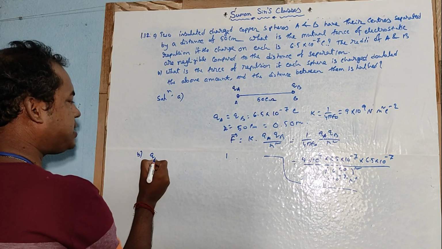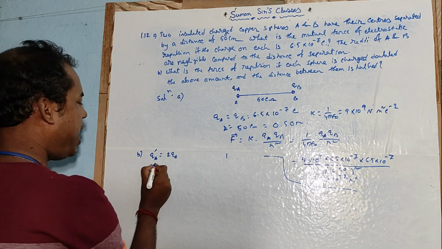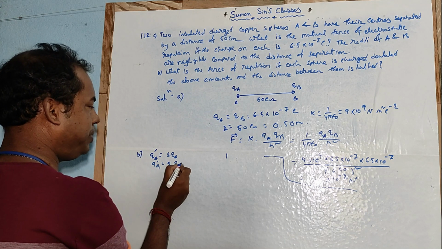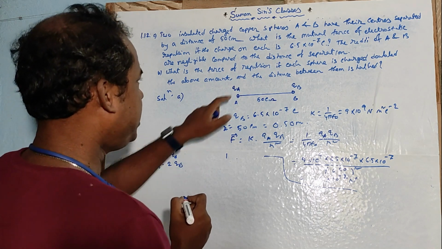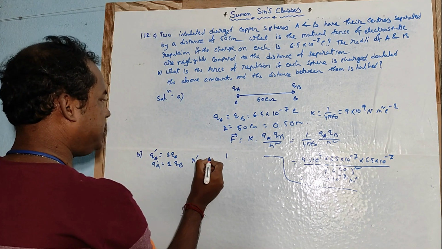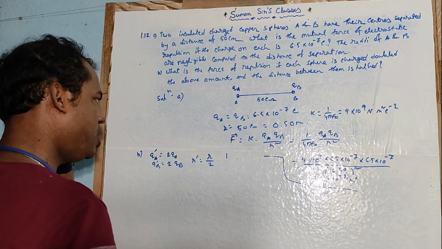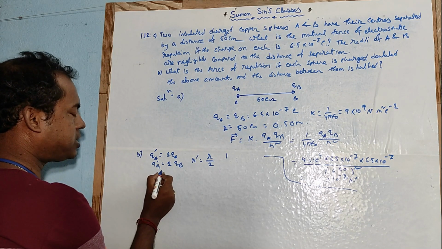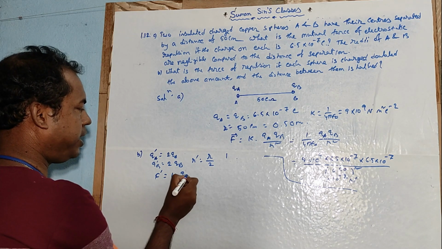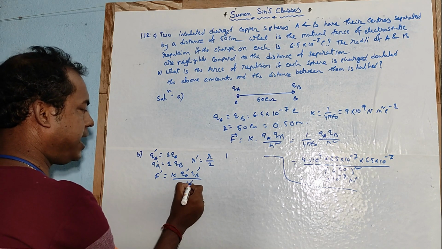So if I consider QA dash equals 2 into QA, and the same for QB dash, the second charged body, equals 2 into QB, and the distance between them is half. Initially the distance is R, now the distance R dash equals R by 2, that is half of this. So we find the force in this case. F dash equals K into QA dash into QB dash by R dash square.